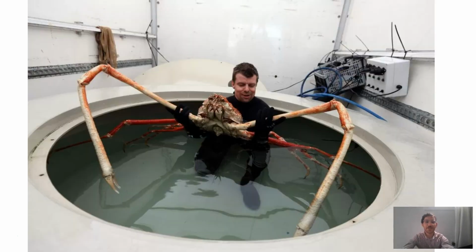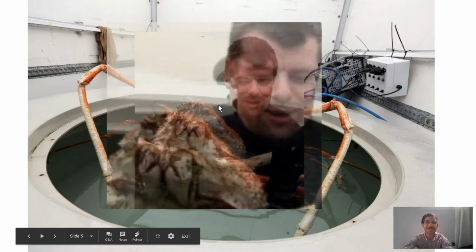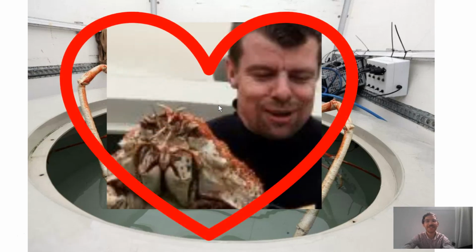Here's a man who loves this giant crab. Look how jolly he is. Look how happy that crab is. Oh, they're just so in love.